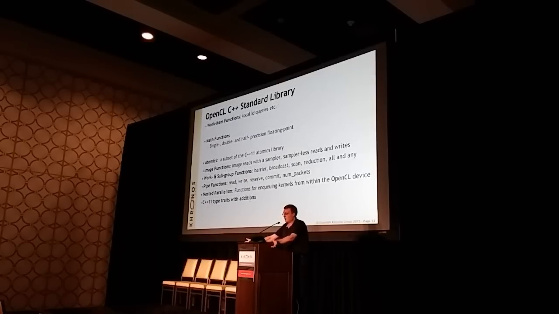And then we have the work item functions, mathematical functions that you'd expect, a subset of the C++ atomics library, quite a large subset, extended with the scopes, just like we have in OpenCL 2, that provide a more hierarchical representation of atomic synchronization. Image functions work, and now subgroup functions as standard. Pipe functions, obviously. Nested parallelism, so that you can enqueue kernels on the device, and of course all the type traits that make some of these structures cleaner to use.